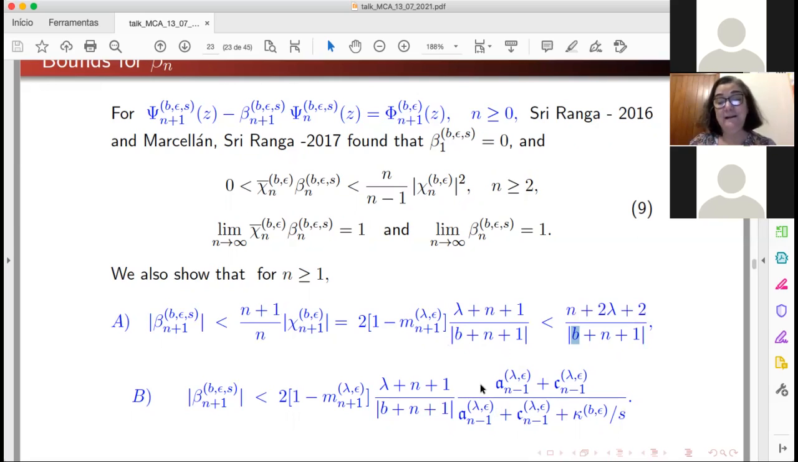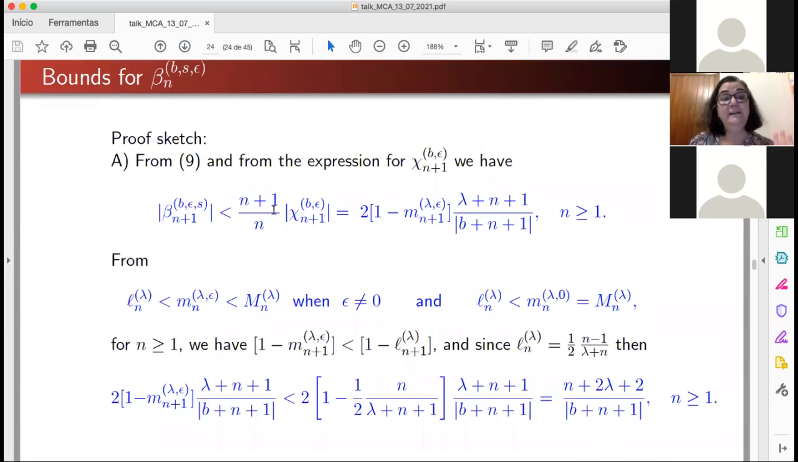Also, using now the coefficients of the recurrence relation for the polynomials Qn hat, we managed to find other bounds for the modulus here. Just a sketch of the proof from what they had before, Ranga and Paco. This is true.